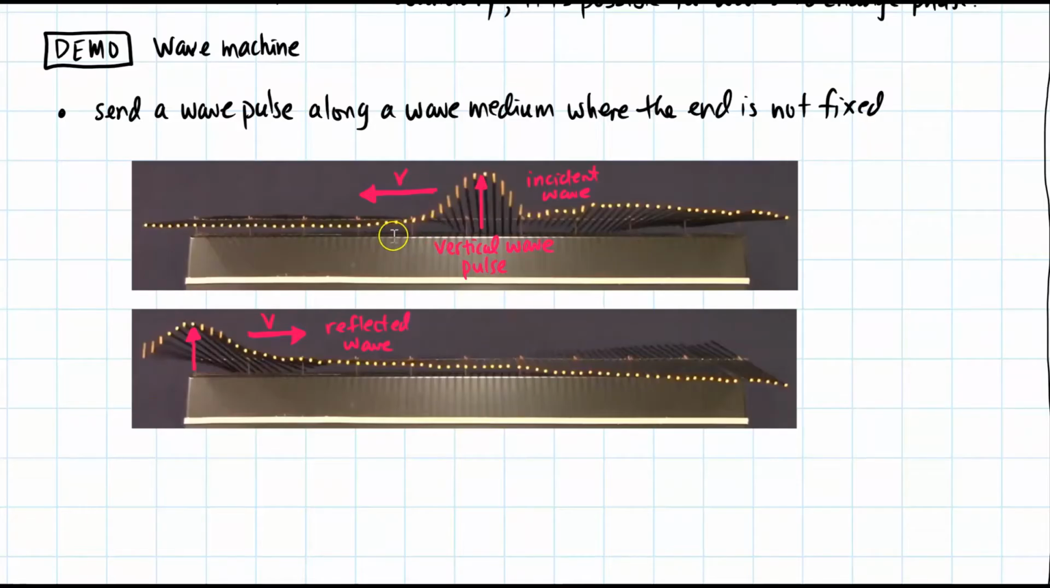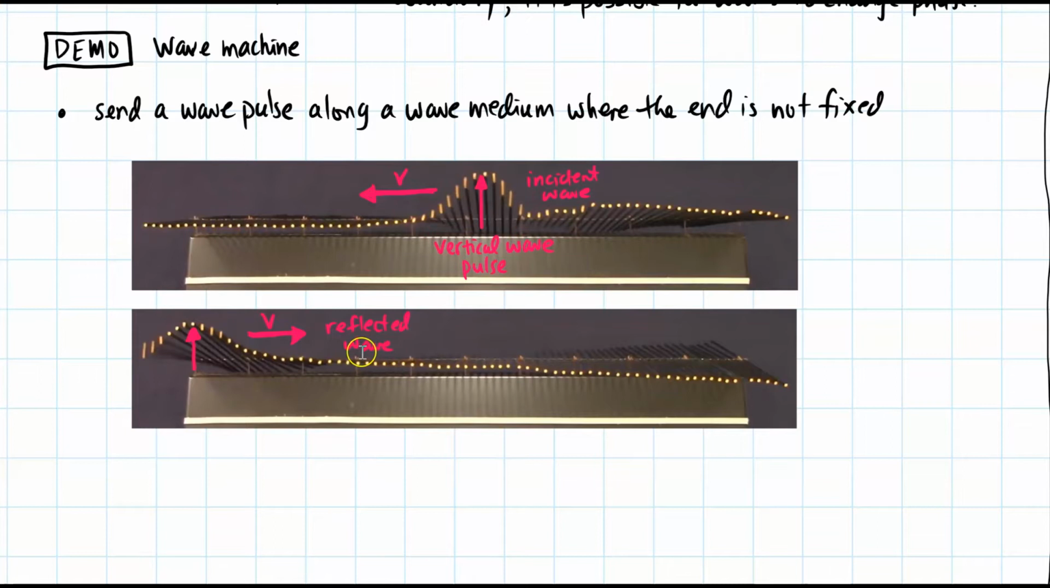Let me translate what just happened. So what you're seeing here is that you have the incident wave, and you could see that this is the wave velocity right here, and that the wave is a vertical wave pulse. So it comes and it hits the end, and this is the wave now being reflected, and you could see that by the direction of the velocity.